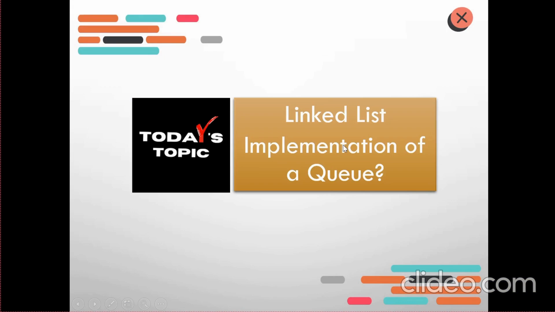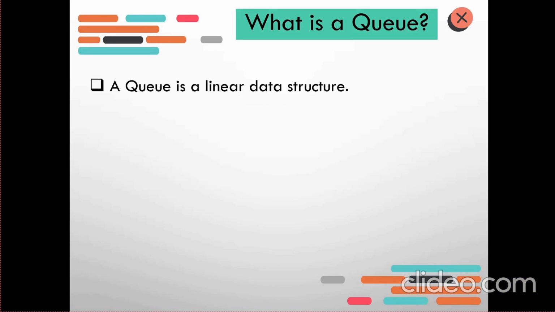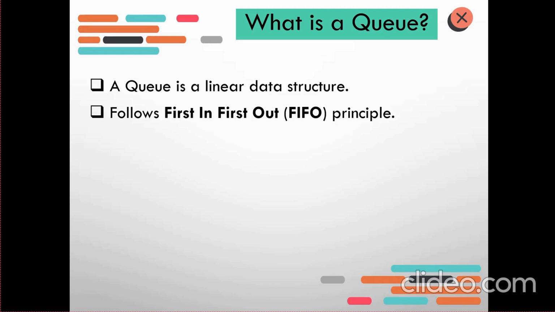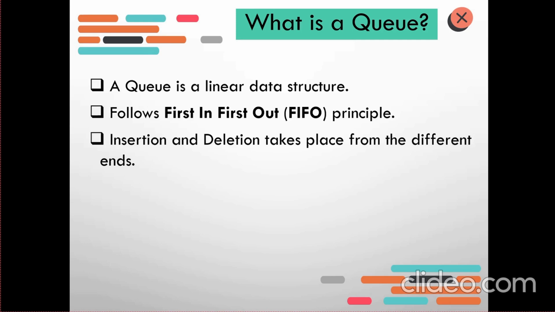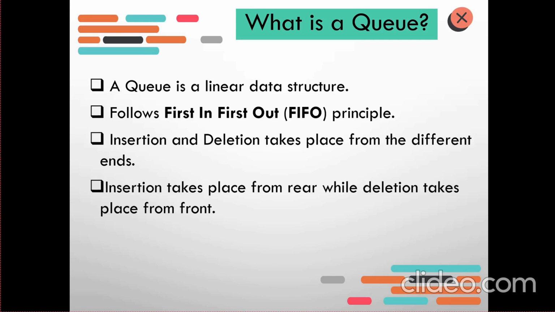Linked list implementation of a queue. So what is a queue? Queue is a linear data structure just like the arrays and the stack. It follows the first in first out principle. The insertion and deletion take place from different ends, and insertion takes place from the rear while the deletion takes place from the front end.